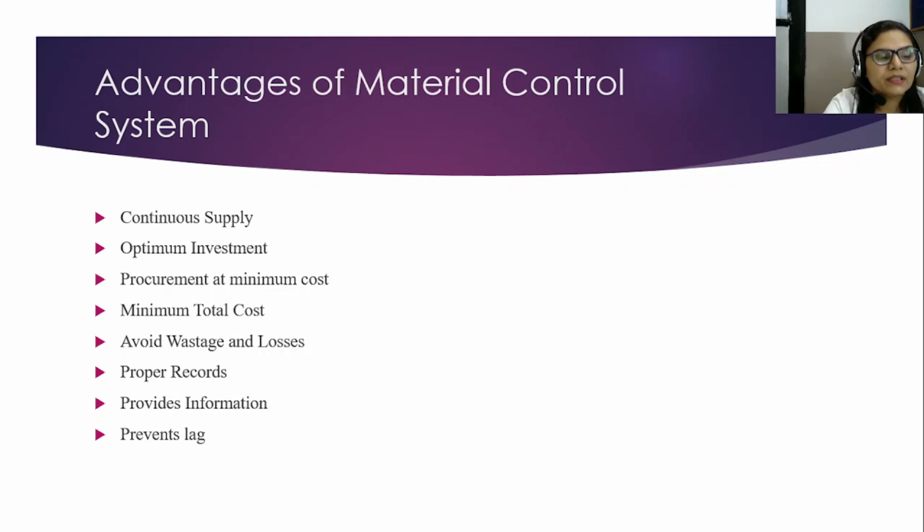Proper records. The system makes sure accurate and up-to-date record keeping of inventories. Provides information. The system ensures providing requisite information with regard to the inventories to the management promptly, which facilitates decision making by the management. Prevent lag time of production. Uninterrupted supply of material and other necessary inputs ensure that there is no lag time of production.